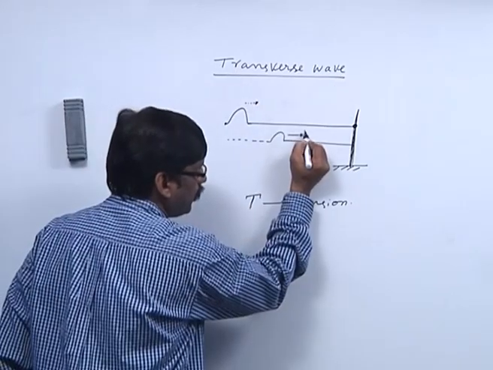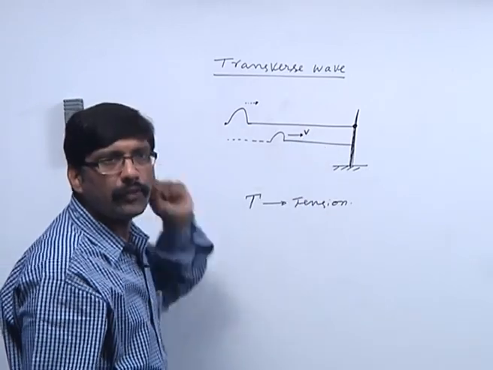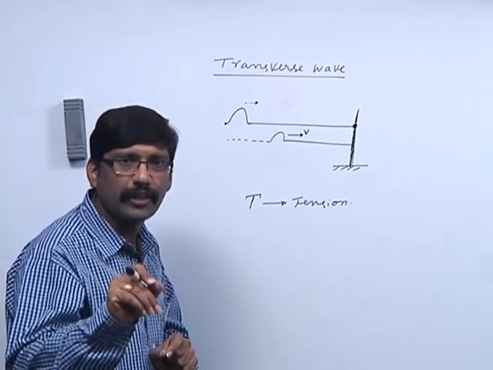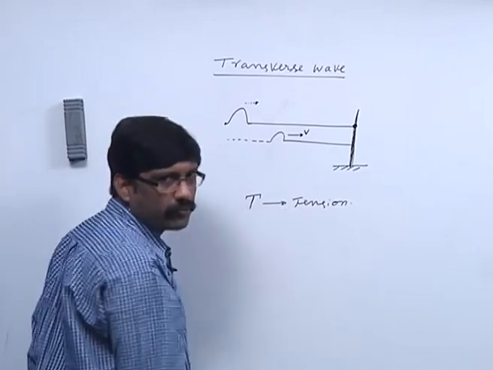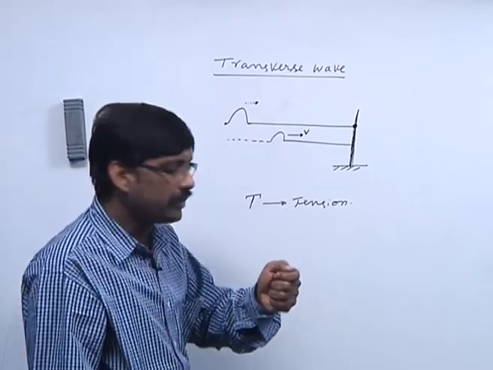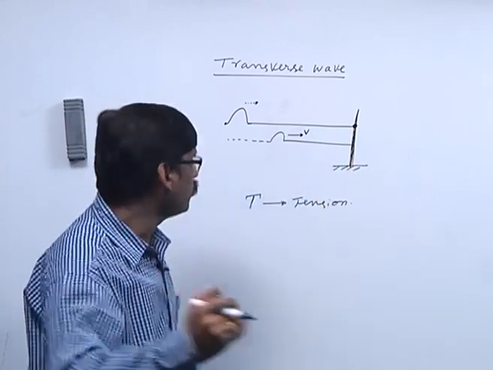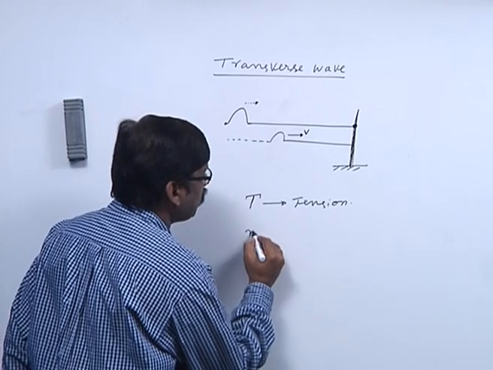So now we know that the velocity of any wave depends on two factors, the elastic factor and the inertial factor. Here tension is the elastic factor, then what is the inertial factor? In air it is mass per unit volume. In the case of a transverse wave, it is the linear density, small m.